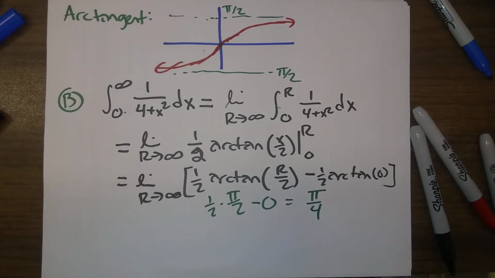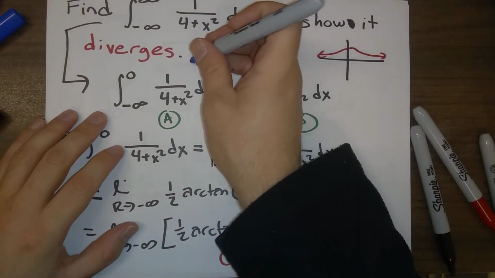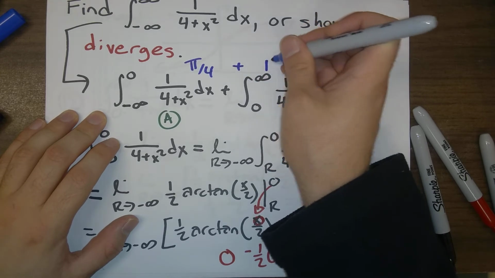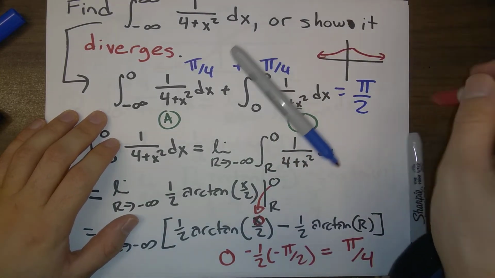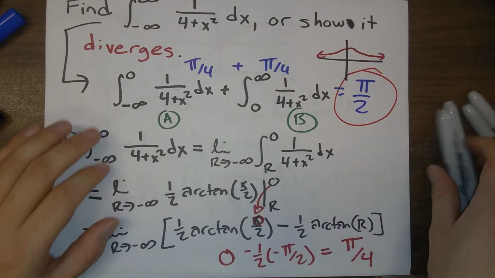And so combining our answers, we get pi over 4 here. We get pi over 4 here. So pi over 4 plus pi over 4 is pi over 2, our final answer.